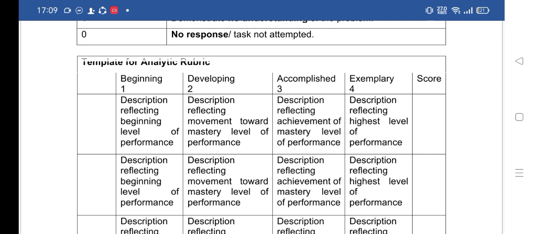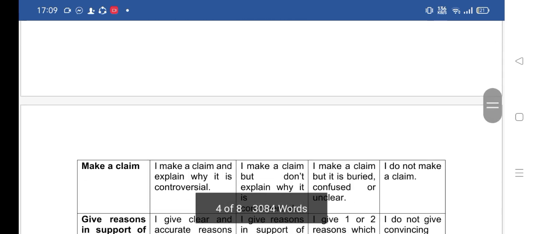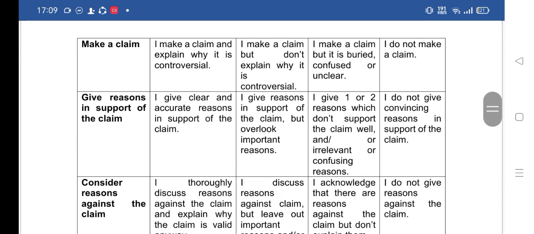Then let's move to the analytic rubric for a persuasive essay. So this is the analytic persuasive essay. It involves here: make a claim, give a reason in support of the claim, consider reasons against the claim, relate the claim to democracy, organization, word choice, sentence fluency, convention.